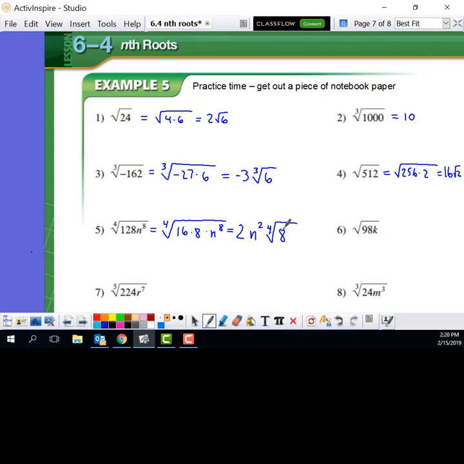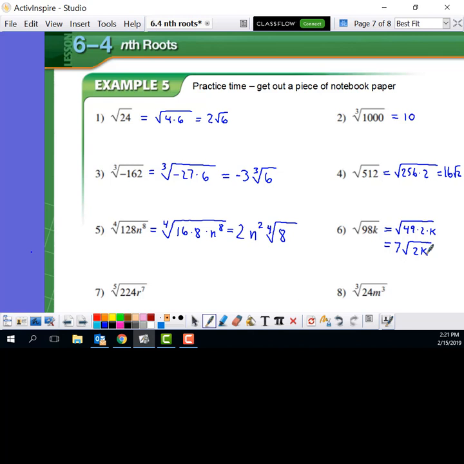Number 6 is the next one. The square root of 98k, so that's going to be 49 times 2 times k. 49 comes out as a 7. The 2 and the k are trapped, so that's going to be 7 times the square root of 2k.